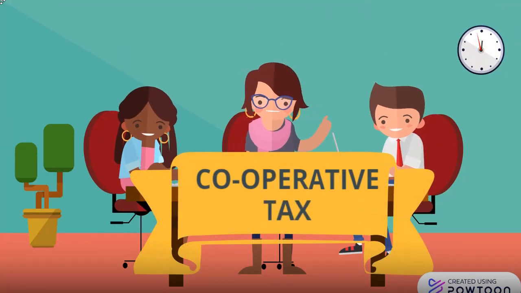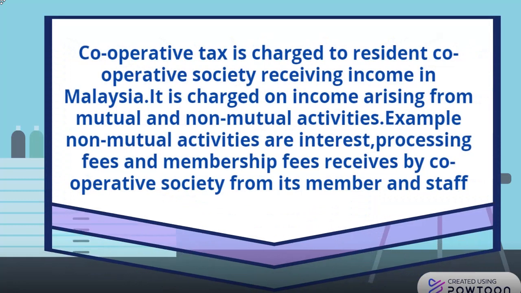Cooperative tax. Cooperative tax is charged to resident cooperative societies receiving income in Malaysia. It is charged on income arising from mutual and non-mutual activities. Examples of non-mutual activities are interest, processing fees and membership fees received by the cooperative society from its members and its staff.